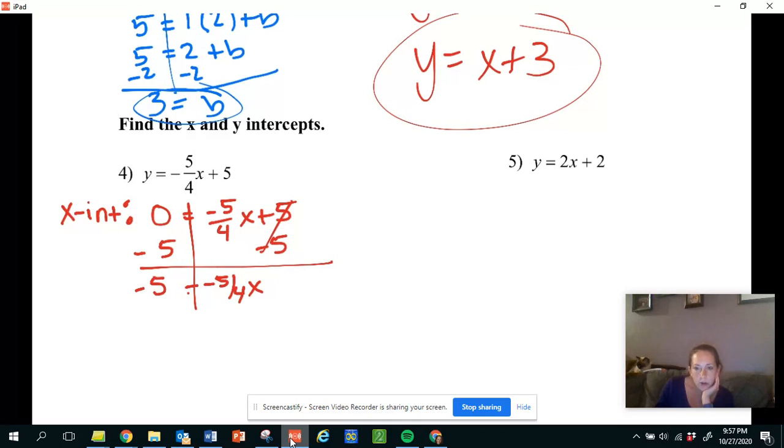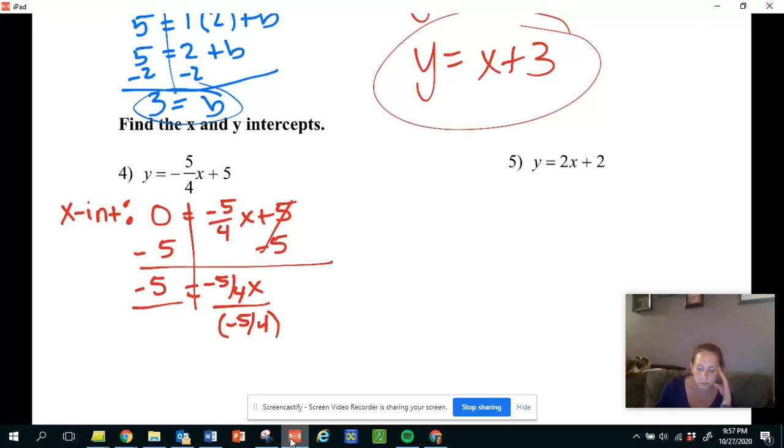Now, here's the part that gets weird. We're technically dividing by a fraction. When you divide by a fraction, you multiply by the reciprocal. That's something that a lot of people are just like, what? So basically, I'm dividing by negative 5/4, but if you're going to do that in a calculator, you've got to put negative 5/4 in parentheses. If you don't, you're going to get the wrong answer. So don't do this in your phone calculator because it won't work.